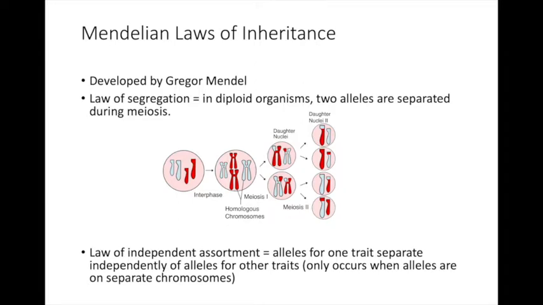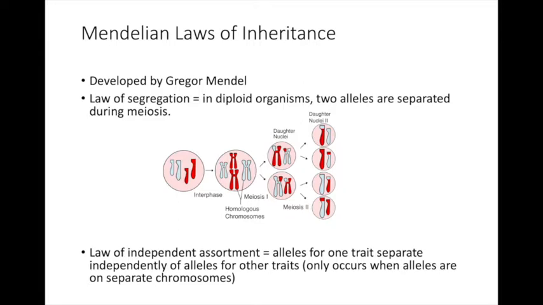The other idea is independent assortment. So alleles for traits don't necessarily go together. You might have brown eyes as one allele getting passed on, and the ability to roll your tongue as another allele getting passed on. The idea was that they all assort themselves randomly. The tongue rolling genotype is not linked to the brown-eyed genotype.